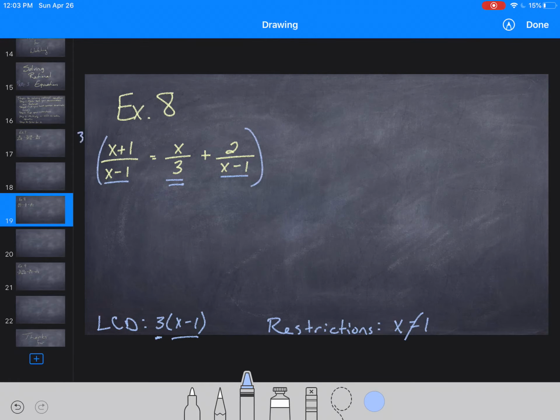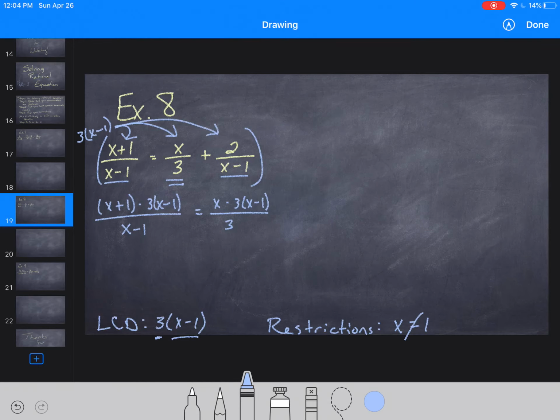My fourth step says to multiply the least common denominator into the entire equation. So I'm going to multiply 3 times (x minus 1) into the entire equation. When I multiply it with my first fraction, since there's already a binomial up there, I'm going to make sure I stick that in parentheses. So I have (x plus 1) times 3 times (x minus 1) all over (x minus 1) equals, and I'm going to multiply it into my second fraction.